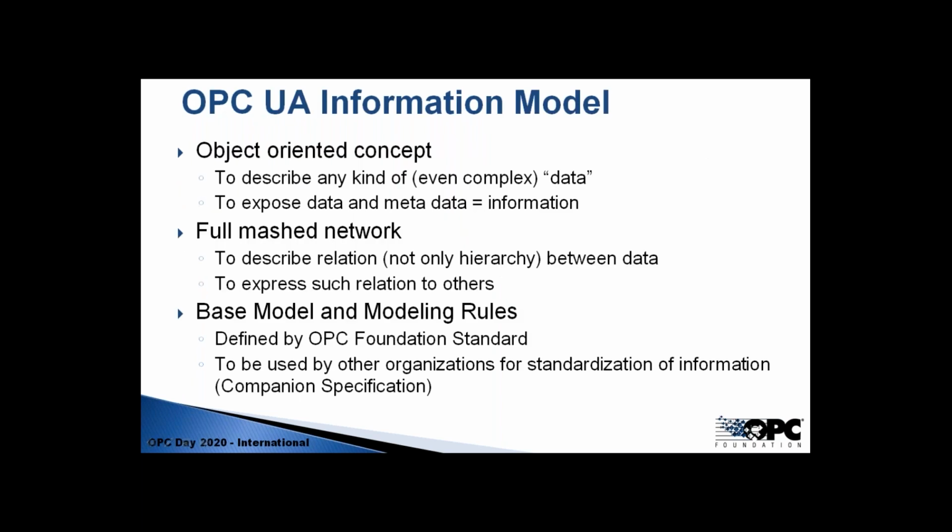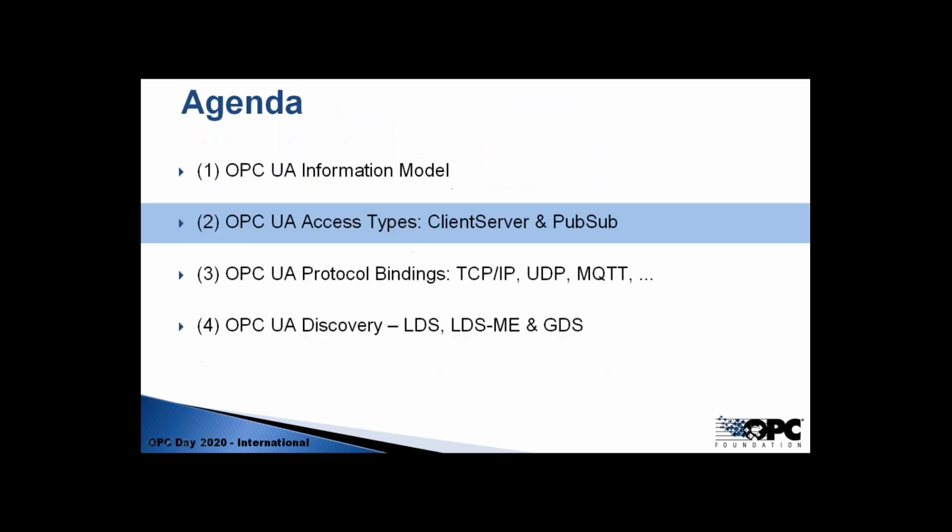So the information model is object oriented. We can describe any kind of complex data. We expose the data and the metadata, so there's no additional configuration or information needed. Everything is inside the server. It is a full mesh network, and it is interconnected with the references to express the relations of the data. And the base model and the modeling rules are defined by the OPC Foundation, and all the rest is coming from others.